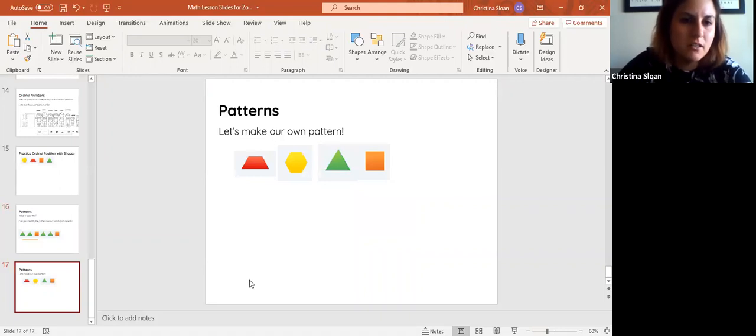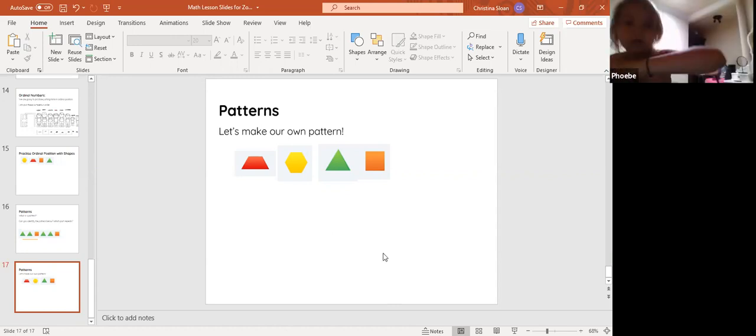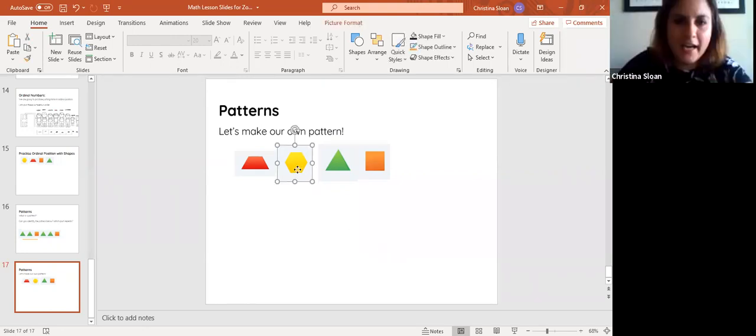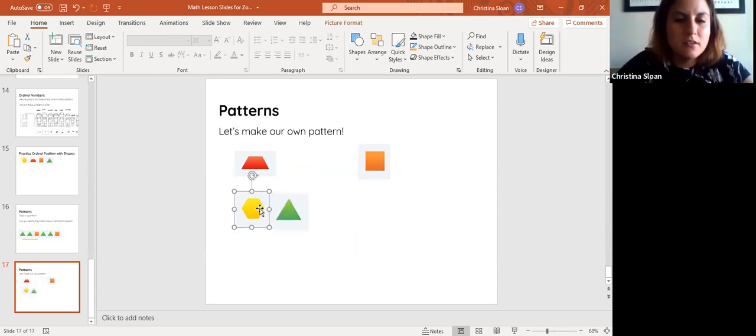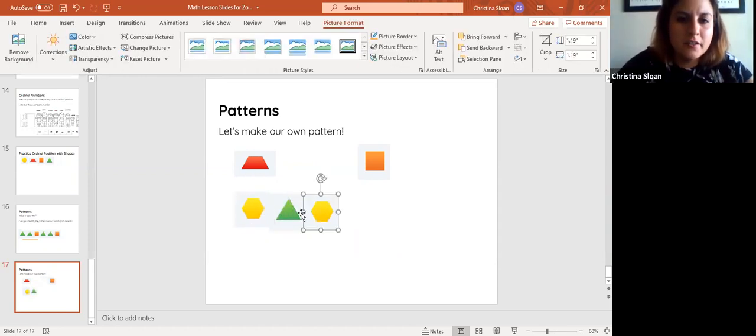So who wants to be my first volunteer to help me? Phoebe? Let's try making a pattern. So pick 2 shapes that you want to use to make a pattern. You can tell me the colors or the shape. Yellow. Okay, so the hexagon and what else? And green. The triangle. Okay. So I'm going to use these to make a pattern.